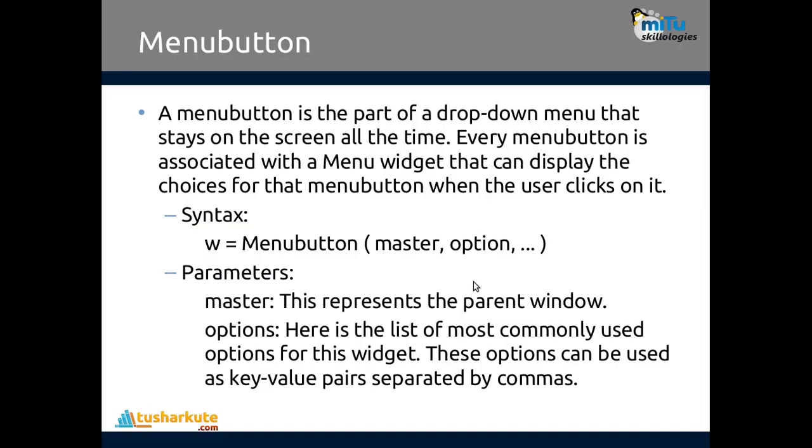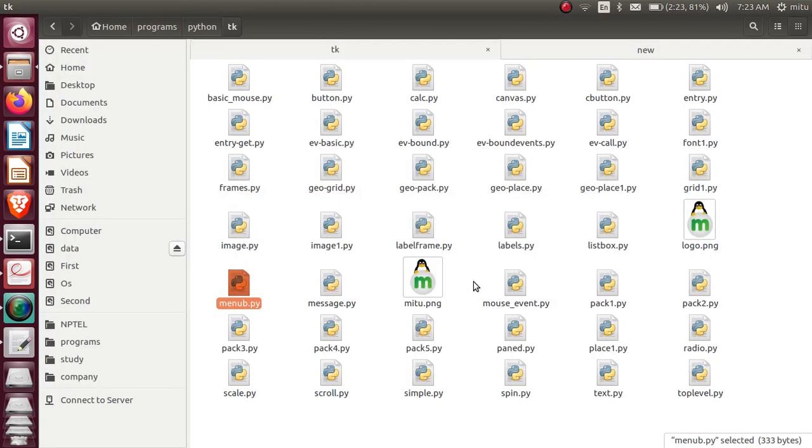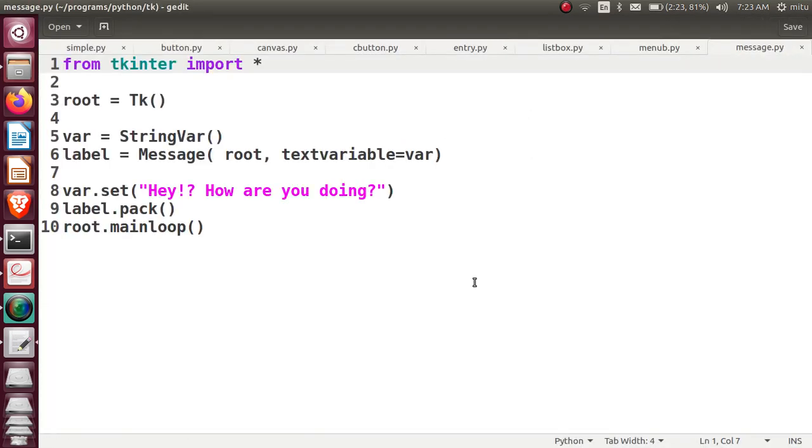Okay, now message. A message is just like a multi-line, non-editable object that displays text, automatically breaking lines and justifying their contents. Its functionality is very similar to the one provided by the label widget, except that it also automatically wraps the text, maintaining the given width and aspect ratio. Okay, that's the meaning of a message box. Very simple and clean message boxes are possible. You can just check it out.